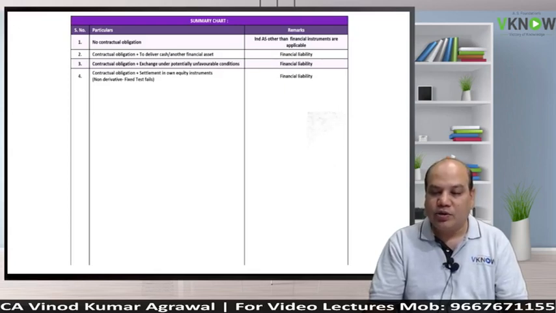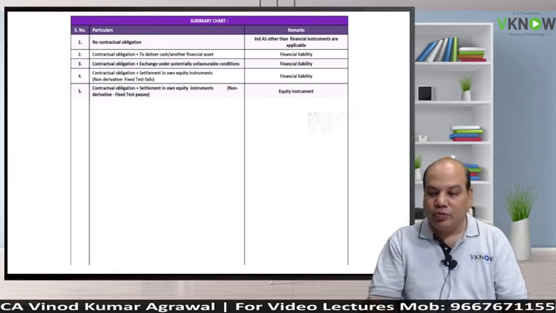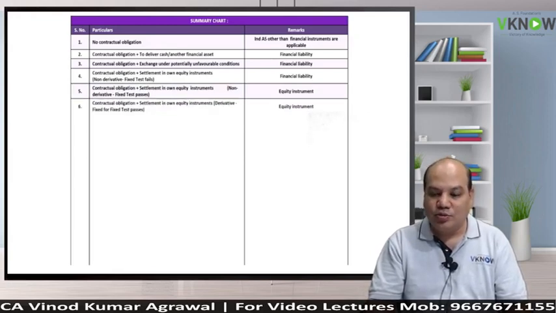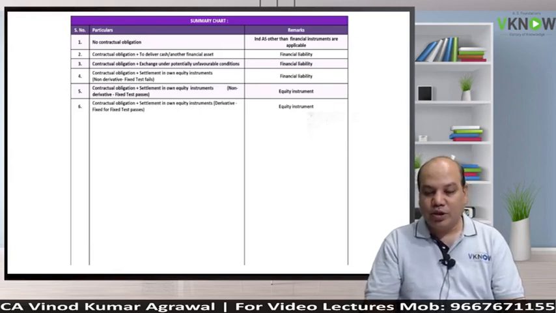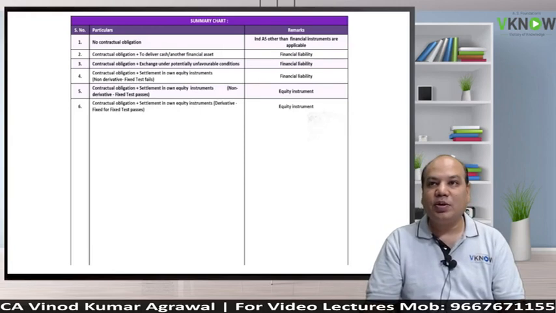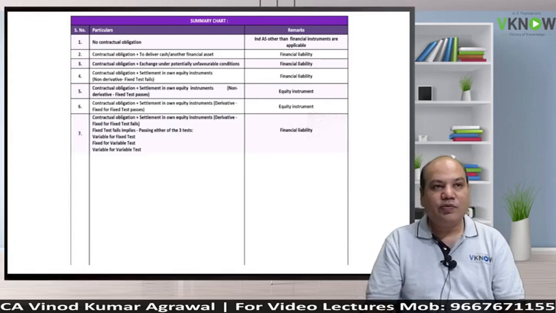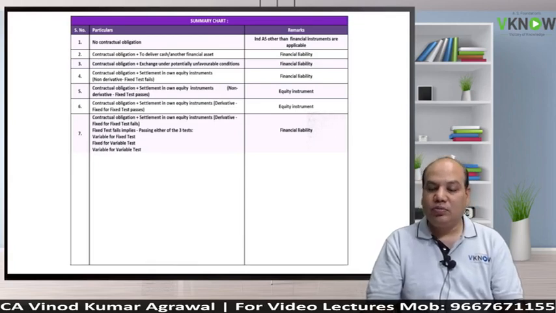Element number 2, contractual obligation plus settlement in own equity instrument. Non-derivative contract, fixed test fails, we will call it financial liability, and fixed test passes, we will call it equity instrument. Contractual obligation plus settlement in own equity instrument, derivative, fixed for fixed test passes, we will call it equity instrument. But fixed for fixed test fails, it can be variable for fixed, fixed for variable, variable for variable, we will call it financial liability.